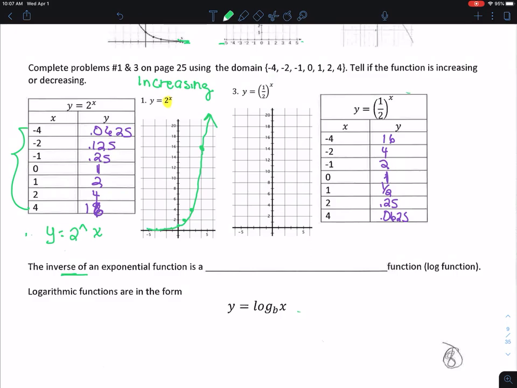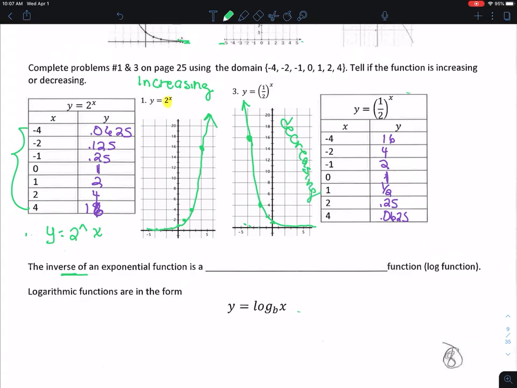Once again, I put these in the calculator to get my points. So now at -4, I'm at 16. At -2, I'm at 4. At -1, I'm at 2. At 0, I'm at 1. So we can see, and then it gets smaller and smaller and smaller, closer to that x-axis, but never touching that x-axis. So we can see that this is a decreasing function.